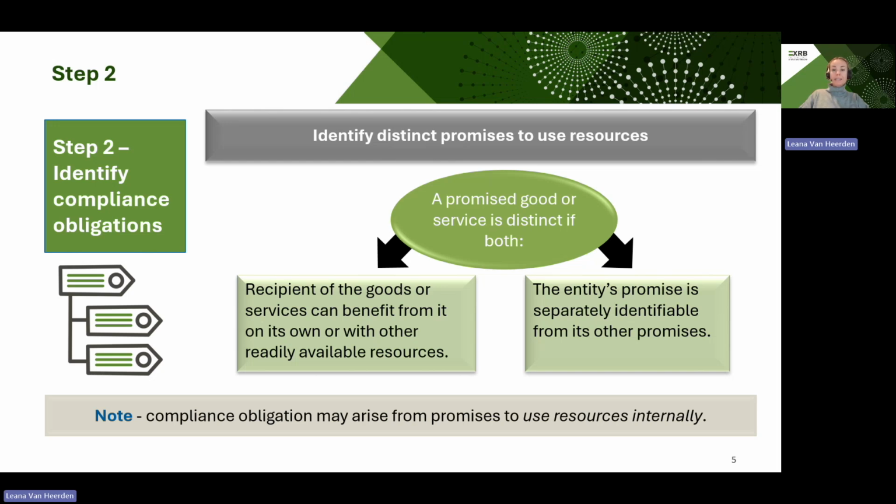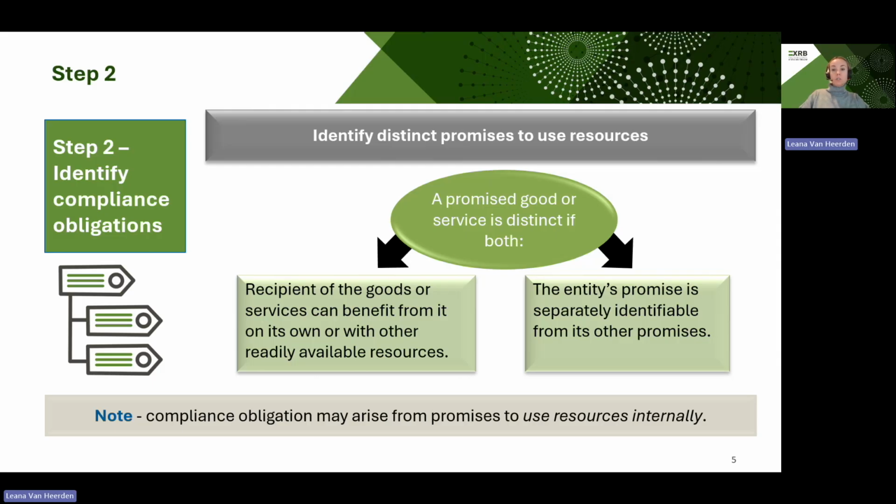In other words, the entity's distinct promises in the binding arrangement, i.e. the promised goods or services. These distinct promises could be to transfer the goods or services to the purchaser, a third party, or in some cases to use resources internally.